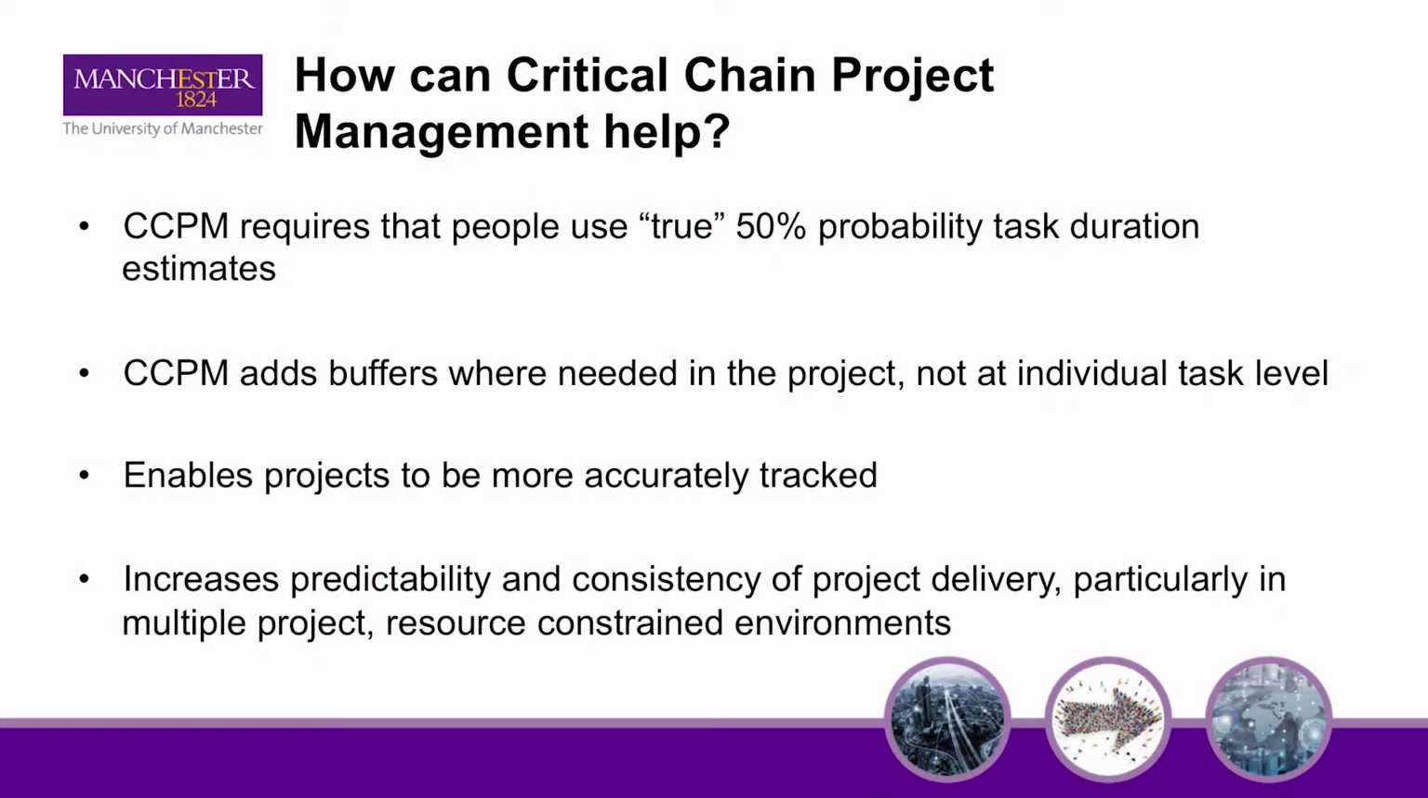So how can critical chain project management help? Critical chain project management requires a mindset change, that people use the true 50% probability task duration estimates. The buffers are thus removed from the individual task level and added to the parts of the project where they are needed. The use of critical chain project management therefore enables projects to be more accurately tracked and, in theory, should increase the predictability and consistency of project delivery, particularly in multiple project, resource-constrained environments.